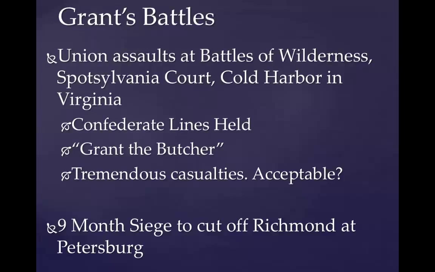So Grant, as I said, gets labeled as Butcher. He has assaults at the battles of Wilderness, Spotsylvania Court House, and Cold Harbor in Virginia, and it just continues. I don't really expect you to know those battles off the top of your head, but it's a continuous pounding and pounding and pounding, taking tremendous casualties, but dishing out the tremendous casualties necessary to really hurt the Southern war effort.